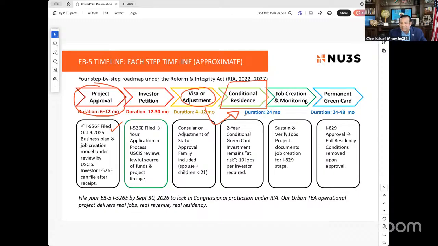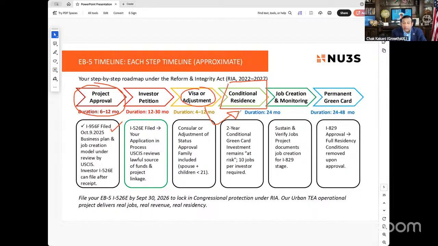The project is starting, but the project yet hasn't created jobs. So USCIS waits for 2 years. That's why they give a 2-year green card. So that 2 years is for the project to speed up, create those 10 jobs, and demonstrate that. And the last step, we apply for what is called the I-829, to remove conditions on your green card once the 2 years is over on conditional. And they remove the conditions and it becomes a proper green card.